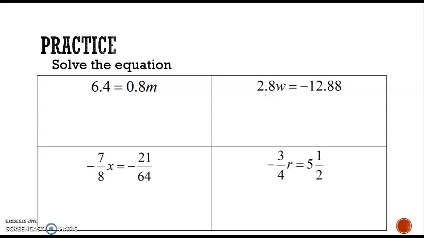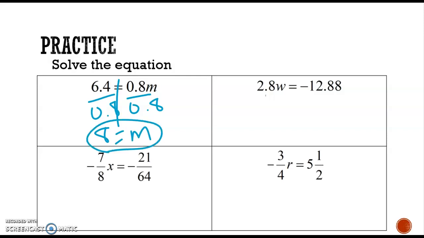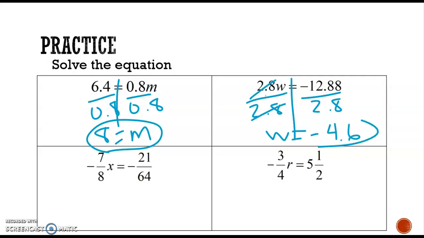So if we start with this first one, we're going to divide both sides by 0.8. So 6.4 divided by 0.8 gives us an answer of 8. Okay, next one, we are going to divide both sides by 2.8. 2.8, cross those off. W equals -4.6.